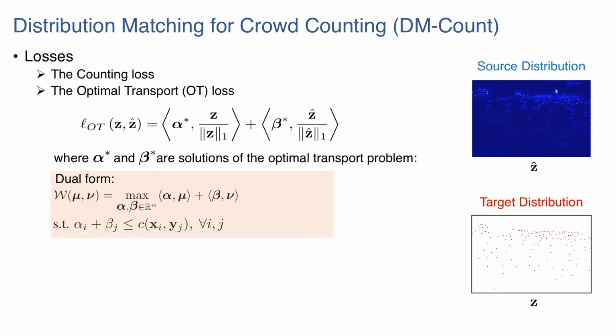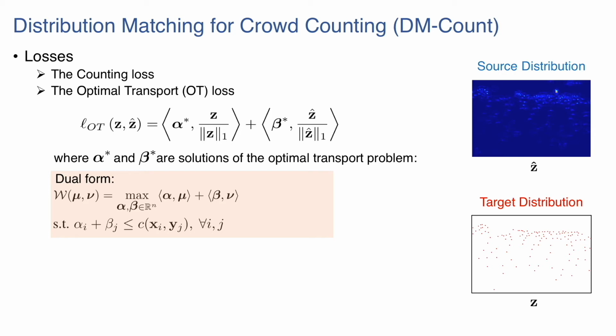We use the dual form of OT in DM-Count because the distributions are in the objective of the dual form, and the objective can provide gradient for the source distribution to update the network. As the total mass of the predicted density map and the ground truth density map are different, we first normalize both density maps, and then use the dual form of OT to compute the distance between these two normalized density maps.